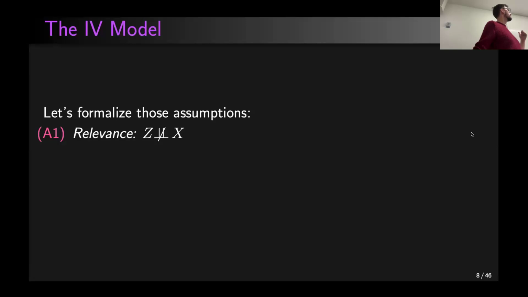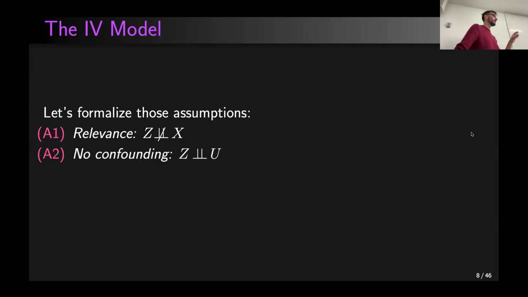So one is what's called relevance. This just says that Z and X, the instrument and the exposure, are correlated. That's obviously super easy. There's just a marginal association between observables. You can just evaluate that. Now we get into the slightly harder ones. There's the no confounding assumption, which says that Z is marginally independent of U. U is the latent confounder.